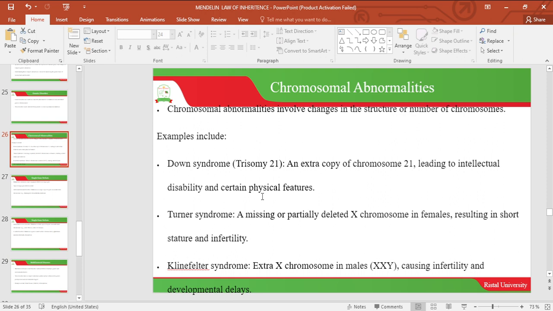Third example is Klinefelter syndrome. In Klinefelter syndrome, there is an extra X chromosome in males, whereby the male is now considered to be XXY, and individuals who have Klinefelter syndrome are usually infertile and also have developmental delays.